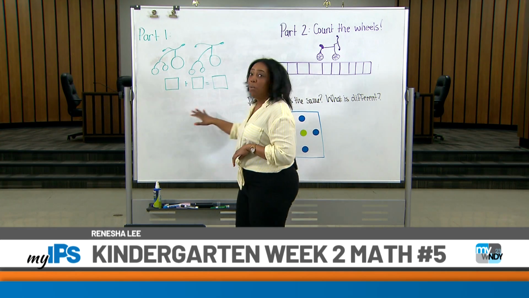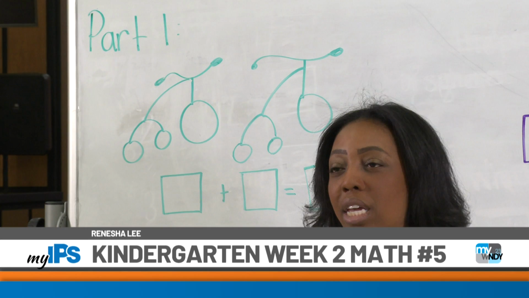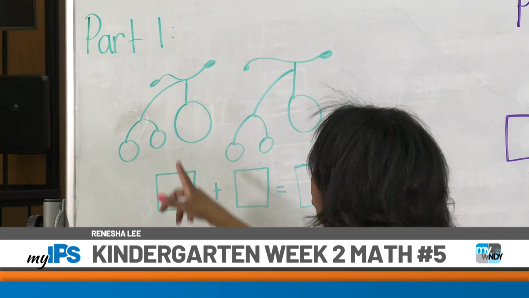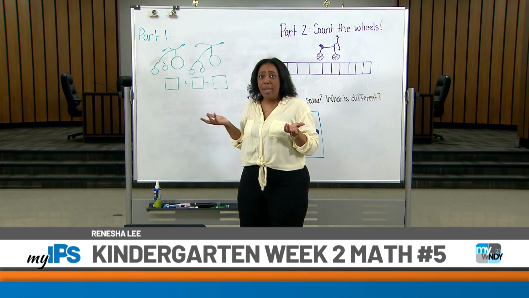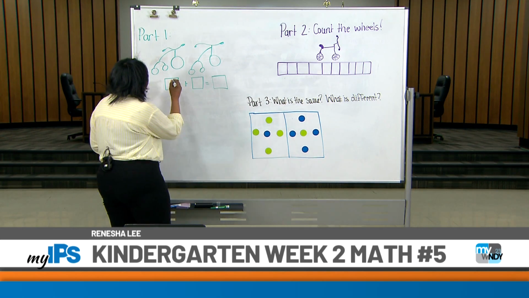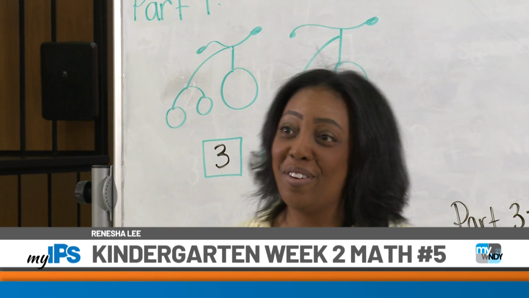In part 1, they want you to make a math equation that represents how many wheels you see in all. So each tricycle has how many wheels? Let's count. 1, 2, 3. 1, 2, 3. So each one has 3. So we're going to write our 3 in the box. Let's see if you can come up with the answer for that one, guys.